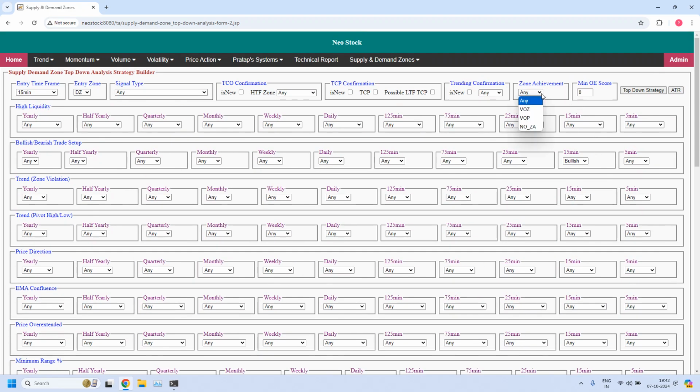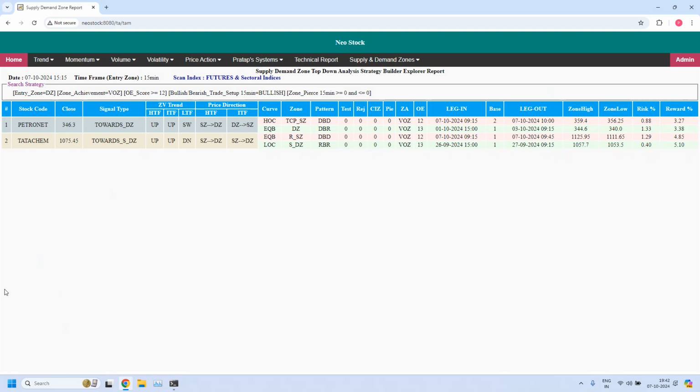Zone achievement is violated, opposing zone, minimum odd and enhanced score is 12. All the three filters are applied to 15 minutes demand zone. Two stocks are filtered. That means currently only two stocks are supporting bullish trade setup for daily income trade, that is entry time frame 15 minutes.